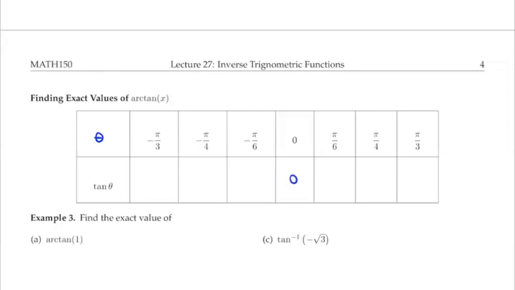Tangent of pi over 6 is root 3 over 3. Tangent of pi over 4 is 1. And tangent of pi over 3 is root 3.